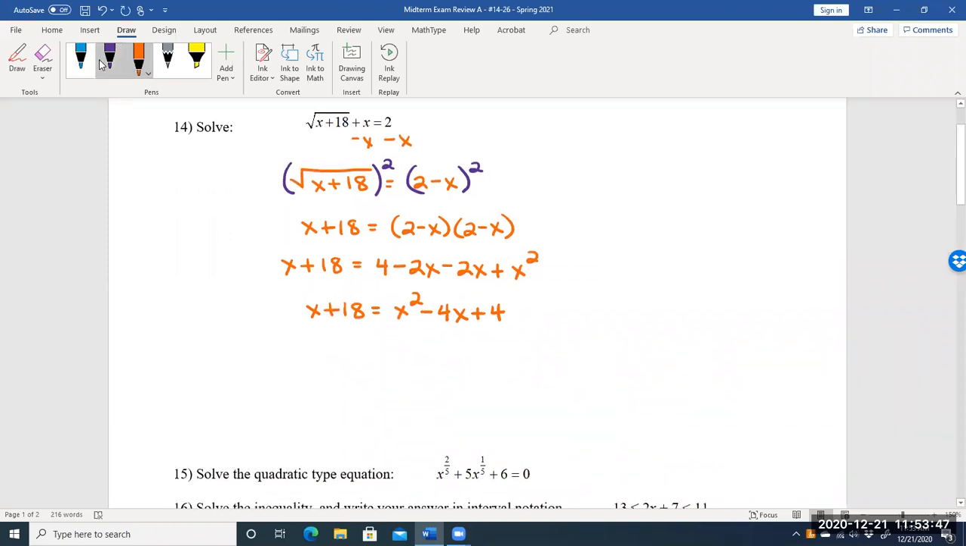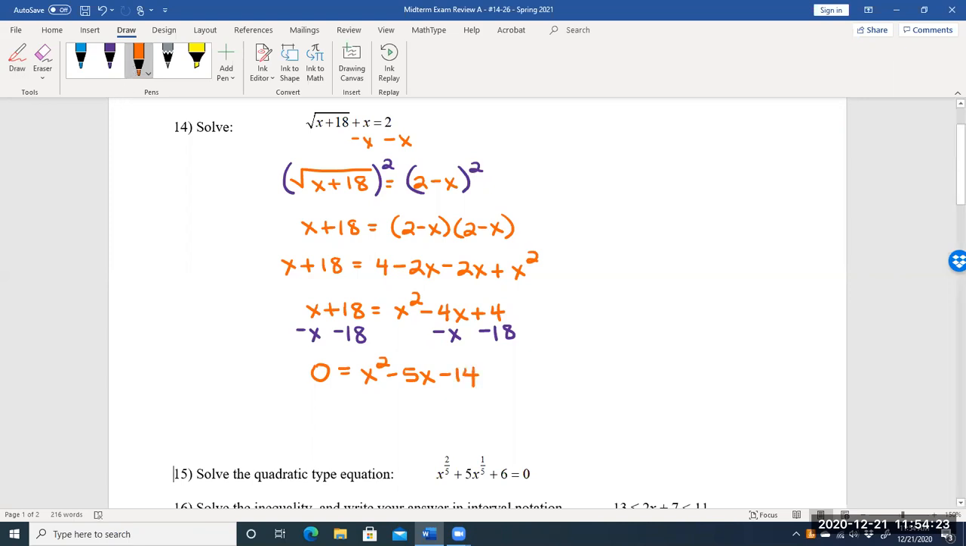So we've got a quadratic equation. And in order to solve, we need to get a 0 on one side. So let me go ahead. I think it's going to be easier to move the terms from the left-hand side to the right-hand side versus going the other way. I don't want a leading coefficient that's negative. So I'm going to move over the terms from the left to the right. So we've got 0 equals x squared minus 5x minus 14 over here.